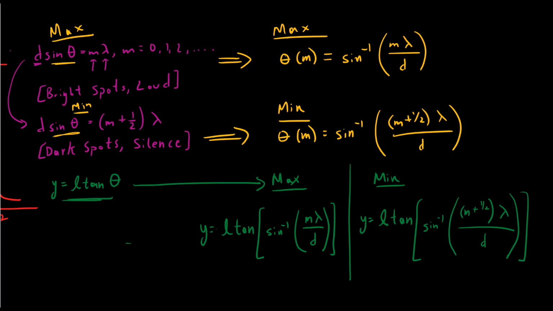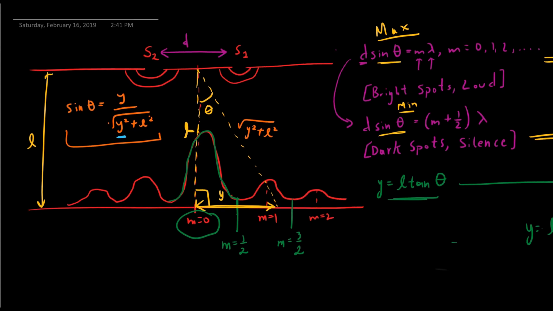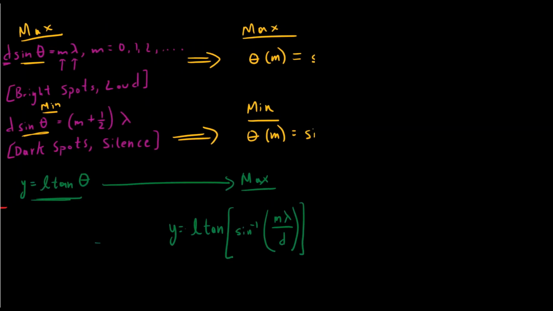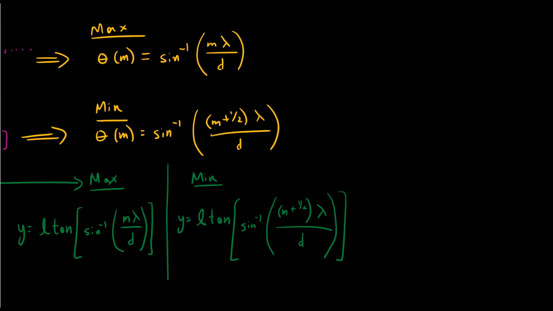Okay, so this is fine and dandy, but remember, there's a condition here. This only works if our central point, where m is equal to 0, is a maxima. So how do I adjust this in the scenario where my central point is instead a minima? Well, that's not too hard.